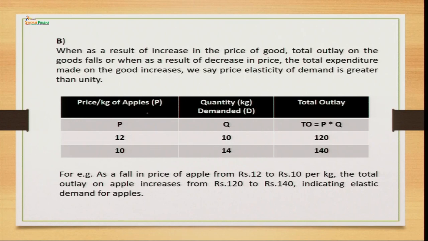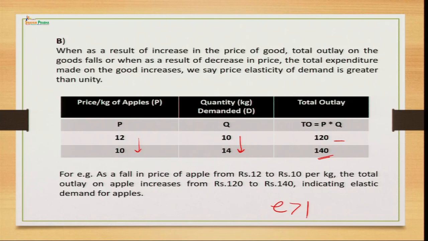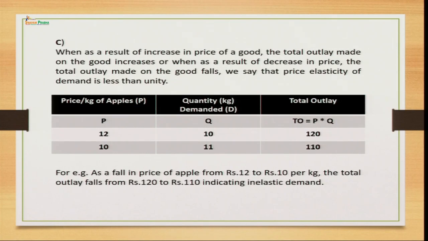Moving ahead, let us discuss the second situation. Same, we have taken the three columns. Here also we are representing the price. When the price of apple was 12 rupees, the quantity demanded was 10, which makes the total outlay of 120. Now we can see when the price reduces to 10 rupees, the demand increases from 10 kgs to 14 kgs. That means a lesser change in the price causes more change in the quantity demanded. Here your total outlay will increase from 120 to 140, right. So, here this total outlay represents that the product is of elastic nature. That means a lesser change in the price causes more change in the quantity demanded, and here the elasticity is greater than 1, okay.